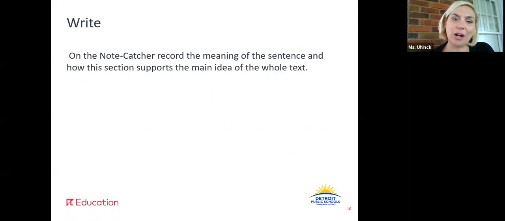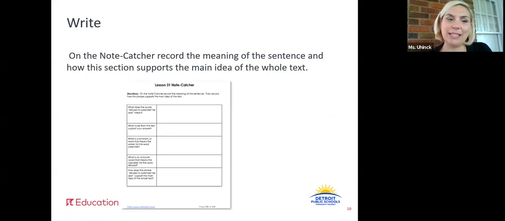On the note catcher, I want you to record the meaning of the sentence and how this section supports the main idea of the whole text. So let's look at that first box. First, we're going to talk about what does the quote "refuse to surrender her seat" mean? Then in that next box, you're going to tell me what clues from the text you used to support your answer. So what strategy did you use to help you? Or clues from the text that helped you?